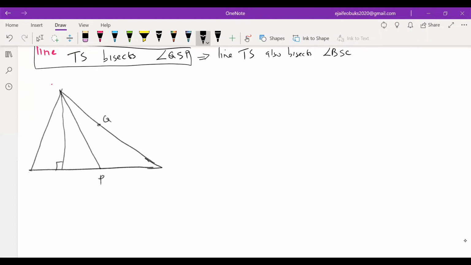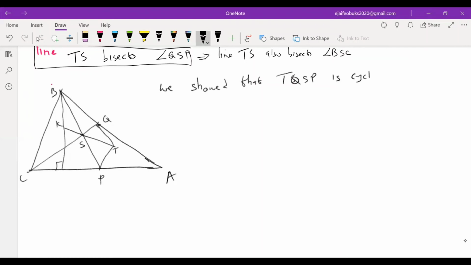This is Q. We had S. This was S. This was K. This was T. And let's write out what we had so far. Okay, so far we have proven that, let me write it out, we showed this is A plus C B. We showed that TQSP is cyclic. We've shown this.